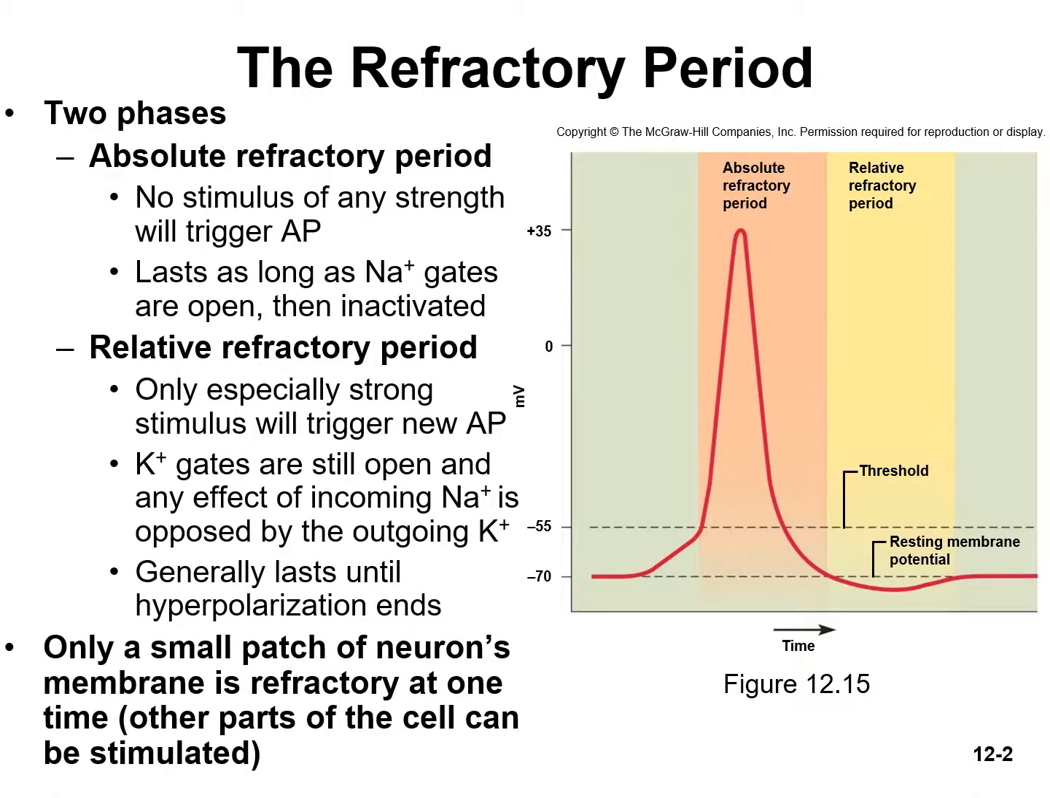And remember that hyperpolarization is the period of time during which you are still working to get that resting membrane potential reestablished. So there's a brief period of time during which the cell is actually hyperpolarized. The membrane is more negative than normal. And then your sodium and potassium pump, as well as your sodium and potassium channels, basically reestablish that resting state. It is important to note here that only a small patch of a neuron's membrane is going to be refractory at any one time, and other parts of the cell can still be stimulated.